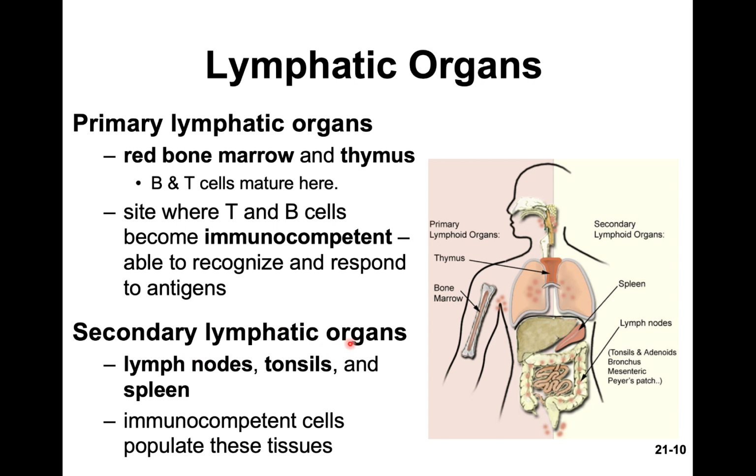Secondary lymphatic organs include lymph nodes, tonsils, and spleen. Once you create mature T and B cells, those T and B cells travel to their homes. Lymph nodes, tonsils, and spleen are the housing facilities of mature T and B cells. And those T and B cells just hang out in these secondary lymphatic organs, and they wait for your body to have an immune response, and then they go out into your circulation to fight off whatever pathogen was encountered.